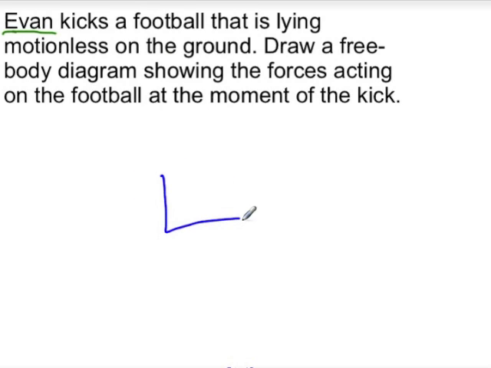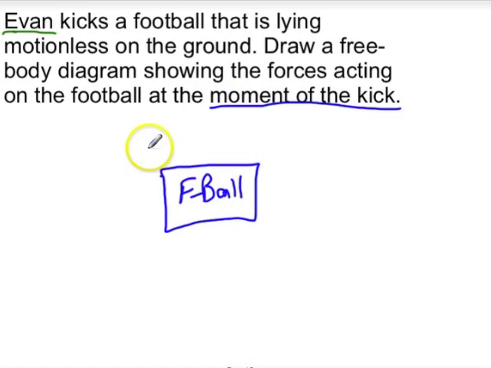So I'm just going to draw a block, and I'm going to label this F ball for football. You can even put a hyphen there if you want, or you can write it all out. So we've got a football. Let's dissect this a little bit. It shows the forces acting on the football at the moment of the kick. So there's still no motion. We're going to have to draw an arrow here, and I'm going to say this is the foot because Evan kicked it.